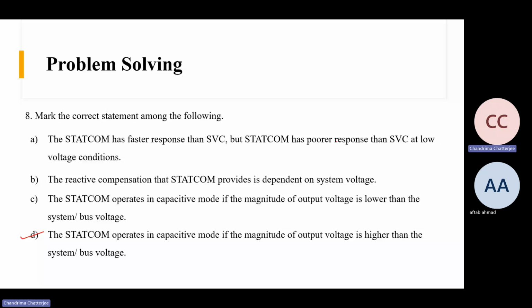Other than that, the first option says STATCOM has faster response than SVC but poorer response at lower voltage conditions. That is not true because in the control characteristic we saw that STATCOM can provide the same amount of compensation irrespective of the system voltage. But the compensation of SVC varies based on the system voltage. As the system voltage reduces, the compensation also reduces. The reactive compensation that STATCOM provides is dependent on system voltage? No, that is not true. It is independent of the system voltage. That is evident from the control characteristic. The STATCOM operates in capacitive mode if the magnitude of output voltage is lower than the system or bus voltage? That is not true. Option D is the correct option. Okay.